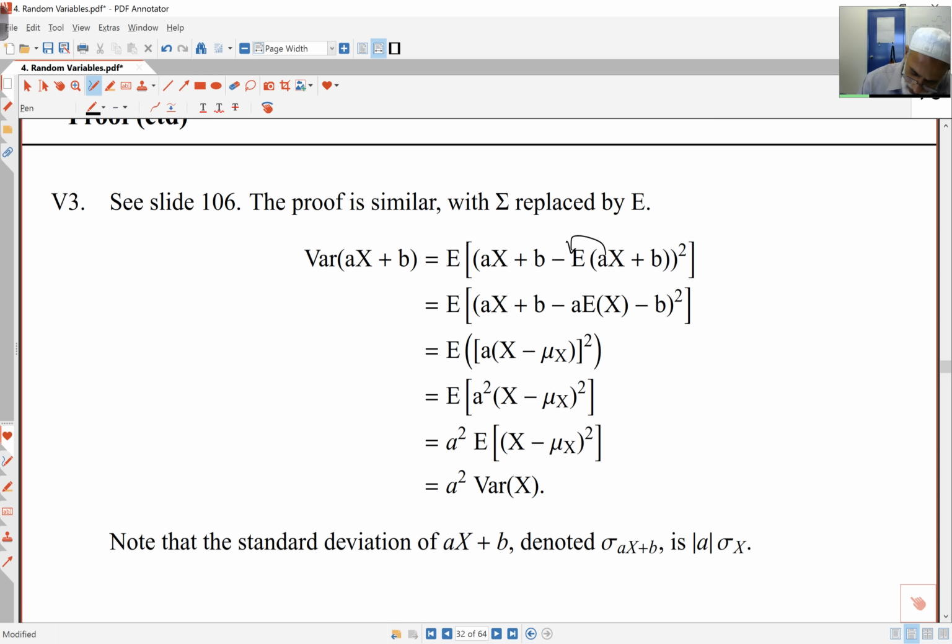Well, if I look at this, you'll find the b's cancel off. And I've got the ax minus mu x squared. And the a, when I square, I get a squared. Now with all this squared, this is the constant, comes outside. And what I'm left with here is the variance of x. And so I get a squared variance of x.